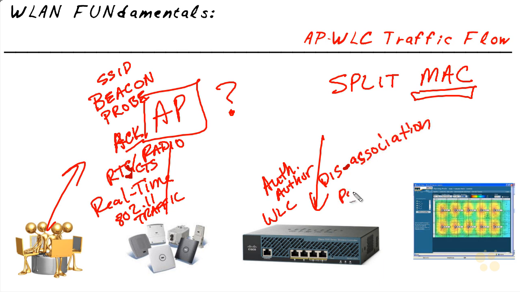Any kind of policy will be implemented right here at the controller. In addition, if this controller is managing lots of different access points, guess what? It can now coordinate the radio frequency channels that each of them are using. So if we laid out, for example, 6 access points like this, again, this is the top view, the controller would know exactly how strong those signals are because it has feedback from the access points.